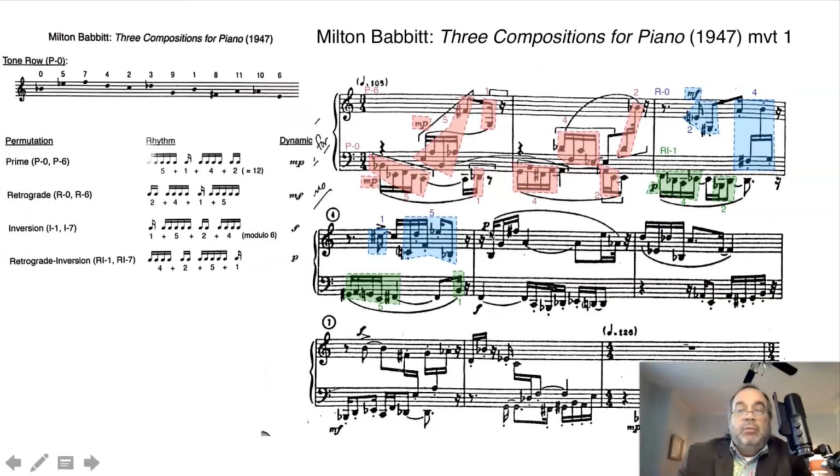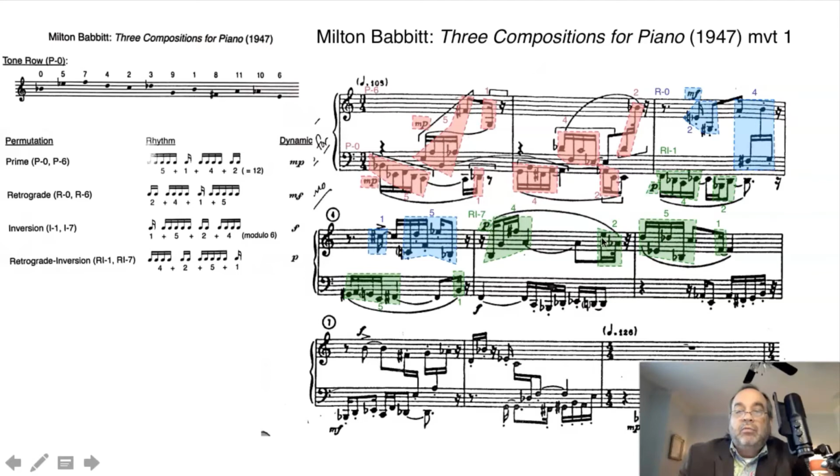The next measure up top was an RI7, so we're going to be looking for a piano marking with a 4-2-5-1 rhythm grouping. And we have our piano marking. We have a 4, 2, then a 5, and then a 1.